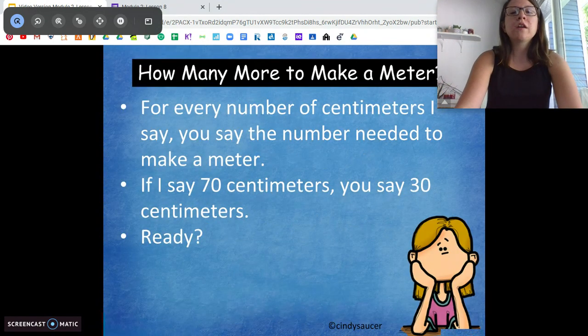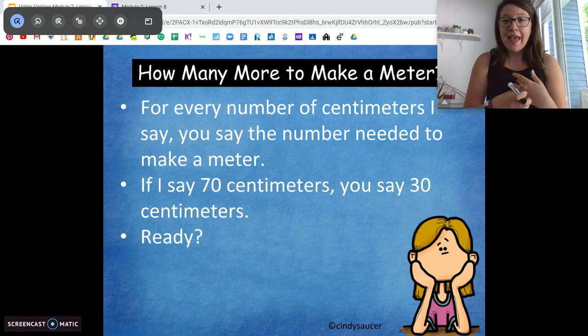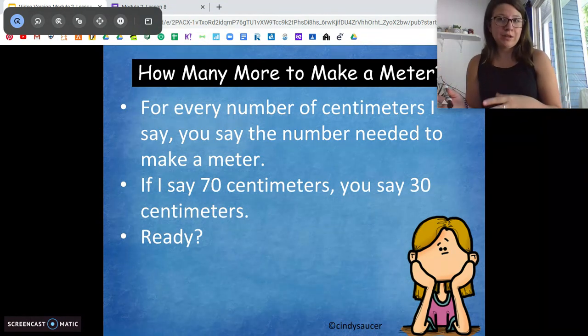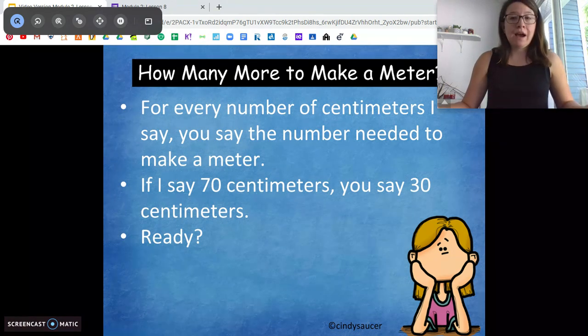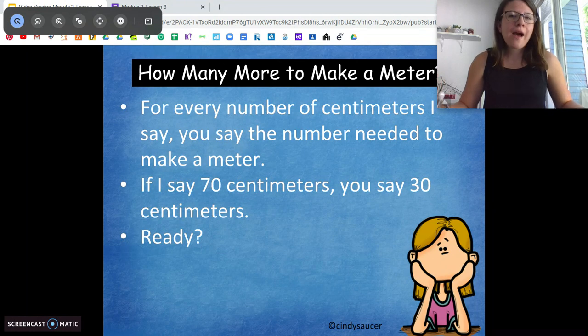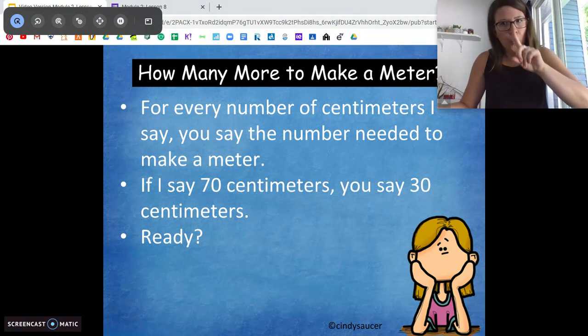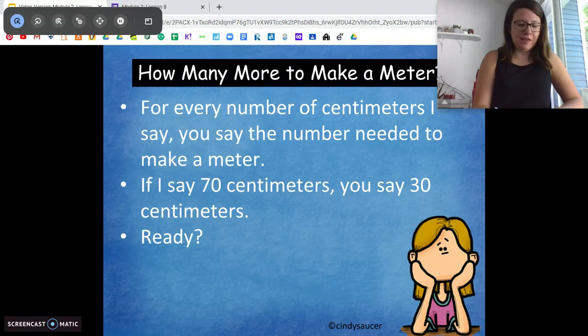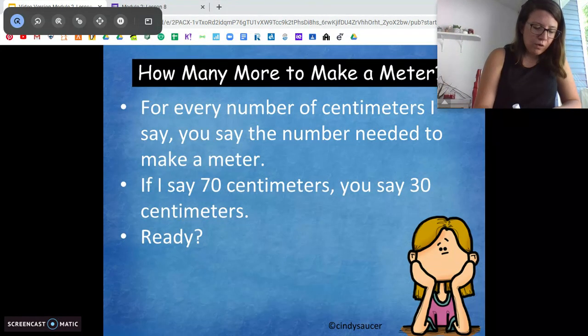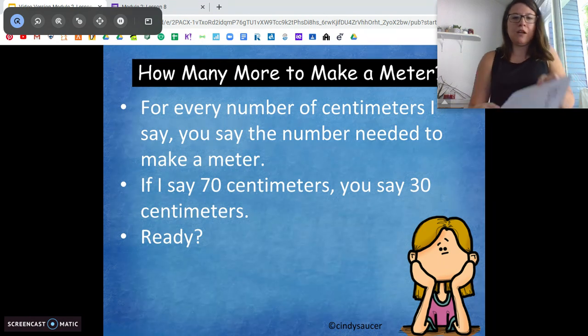Okay, to start today, make sure you have something to write with and something to write on. We're going to practice adding up to 100, but we're not going to call it 100, we're going to call it 1 meter. Now, hint, hint, how many centimeters are in 1 meter? 100. I'm going to write that on my board just so I remember. 100 centimeters equals 1 meter.